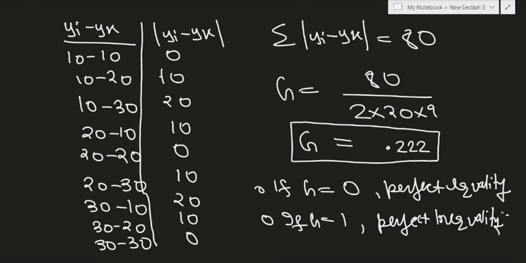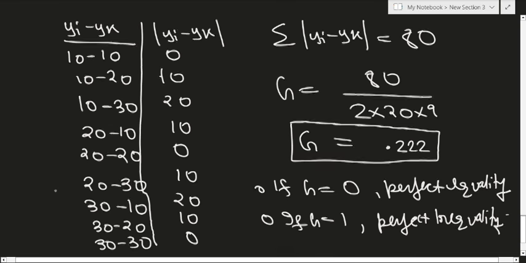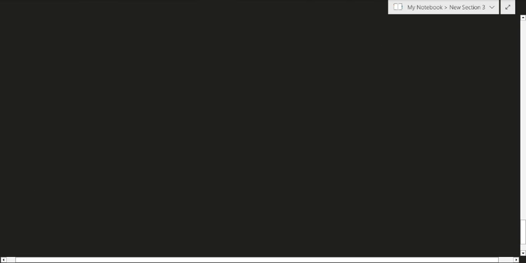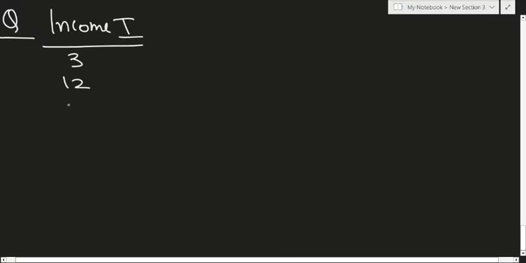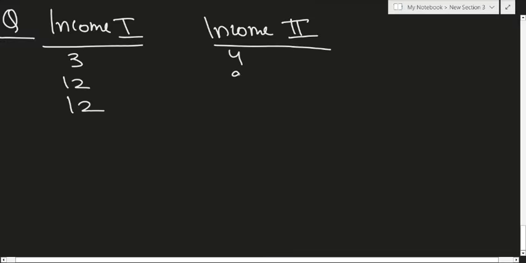All right. So we have another numerical example that would strengthen your understanding. Let us say we have first income distribution, income 1, that is 3, 12, 12. We have second income distribution, income 2, 4, 9, 14. So we have average income of first as 3 plus 12 plus 12, that's 27, divided by 3, 9. Again for the second, this is 9.